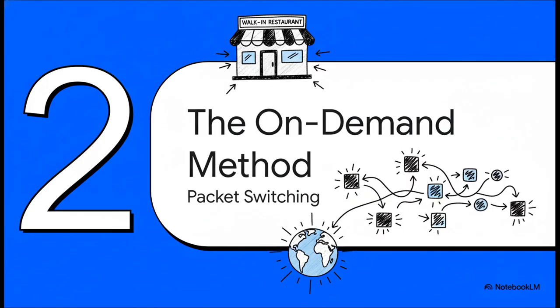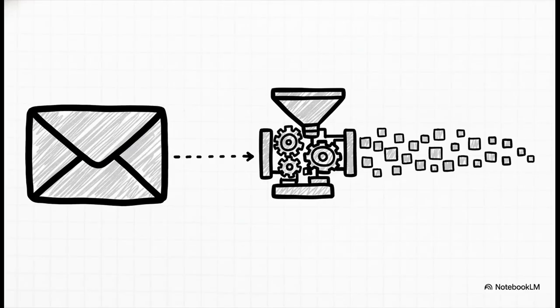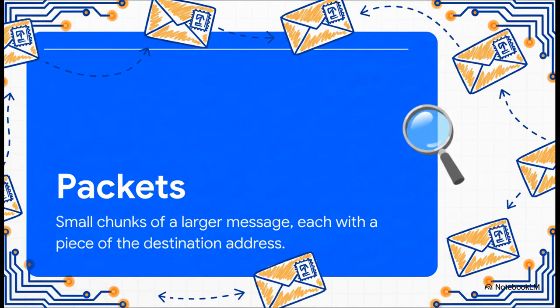Okay, so now let's move on to our second model, the walk-in restaurant. This on-demand method is called packet switching, and this is the powerful system that makes the modern internet work. See, instead of reserving an entire path from start to finish, packet switching does something way more dynamic. First, your bigger message, an email, a photo, a video clip, whatever, gets broken down into lots of small, manageable chunks. And these little chunks are called packets.